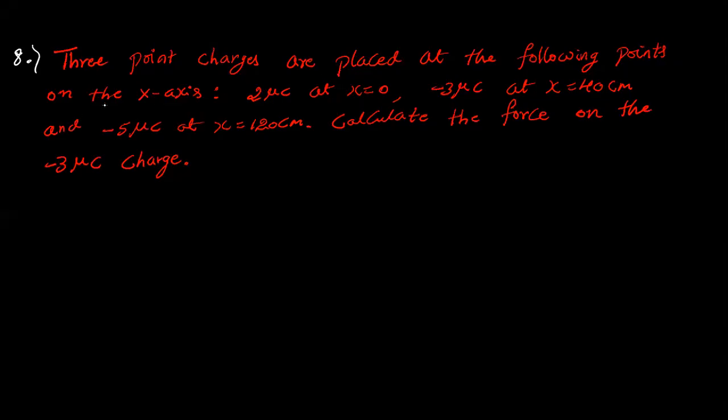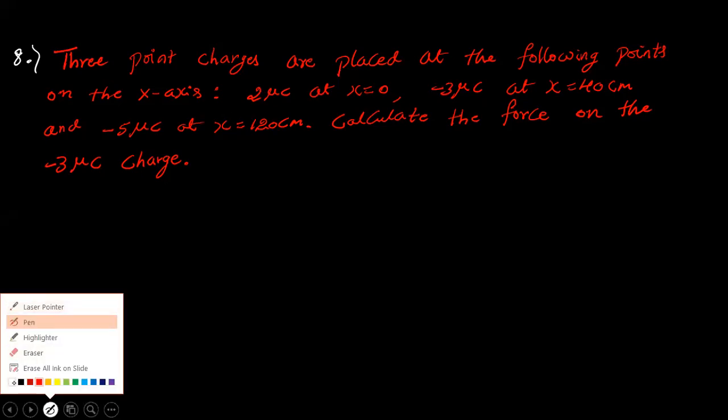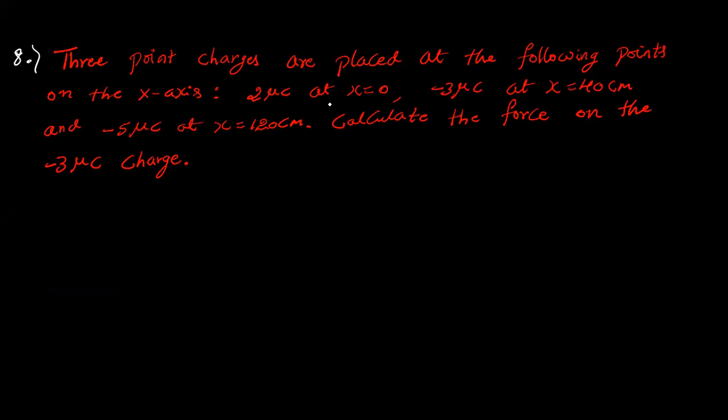Problem. Three point charges are placed at the following points on the x-axis: 2 microcoulomb at x equal to 0. I'll take the position x as 0. Here we place the first charge, that is 2 microcoulomb. And minus 3 microcoulomb at x equal to 40 centimeter.